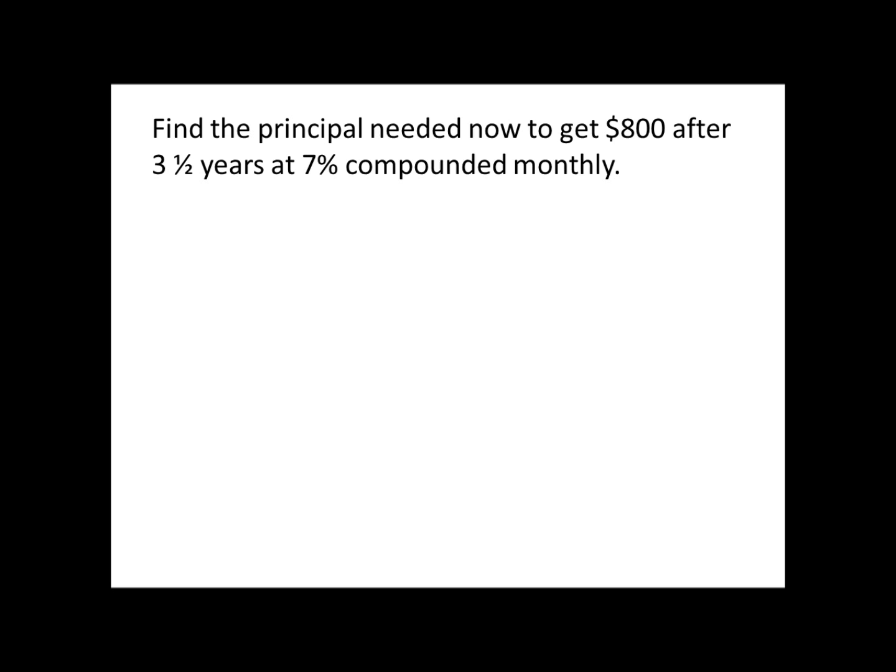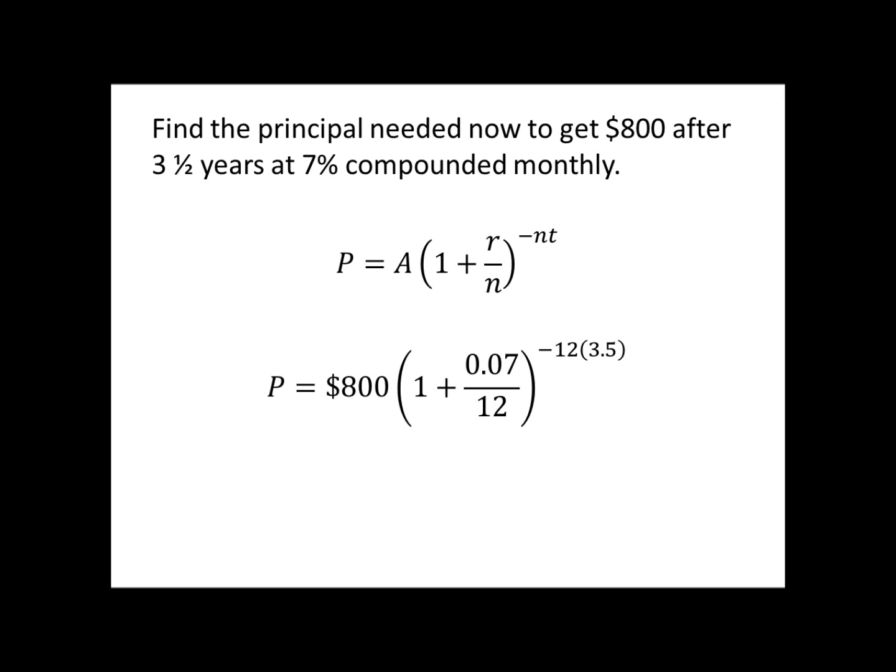So find the principal needed now to get $800 after 3½ years at 7% compounded monthly. So this is a problem where we're trying to find the present value. How much do I need to invest in order to have $800? Now I've switched equations because it's compounded monthly rather than continuously. So I need to make sure that I plug in 12 for n, that's in both spots, both in the bottom of that fraction and in the power. 3½ years is obviously 3.5. Now it's just a matter of typing it into your calculator. Make sure that you use the parentheses that you see on the screen, and make sure that you put the power in parentheses. So you would have to invest $626.61 in order to have that $800 3.5 years down the road.